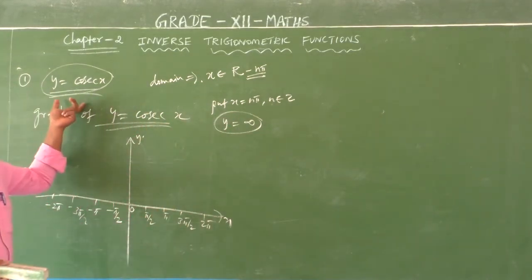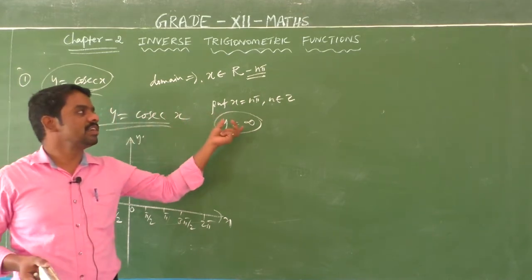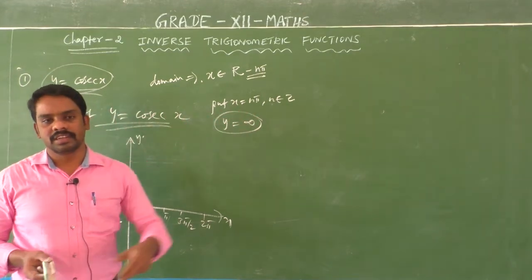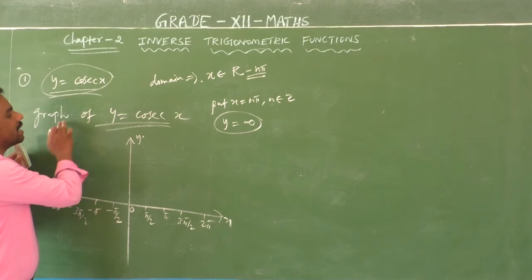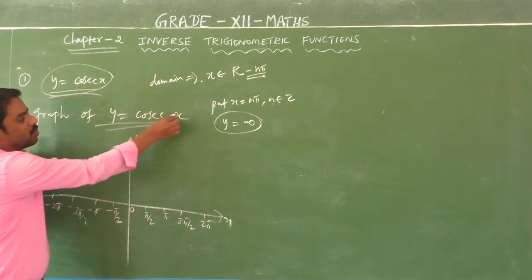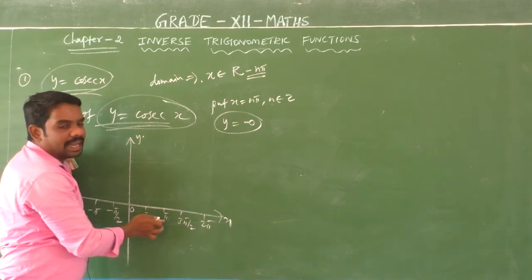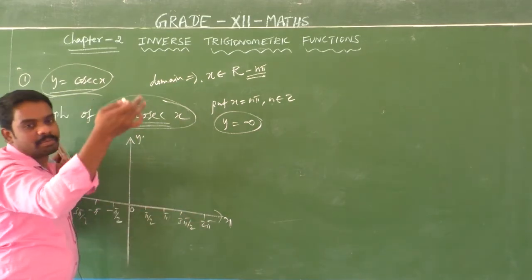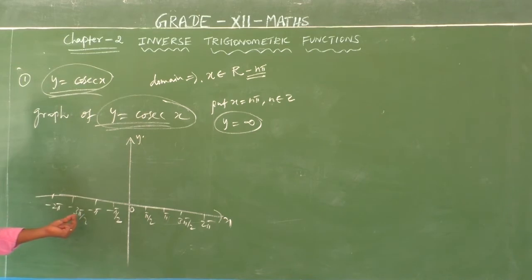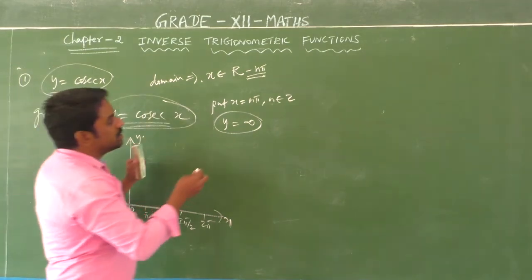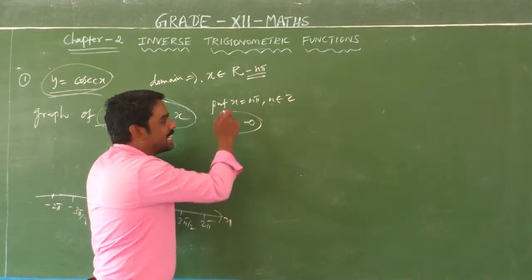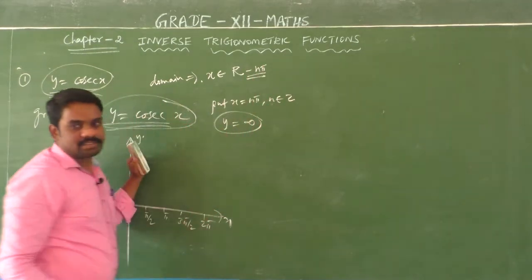This curve, cosecant x, is not defined at x equal to n pi, n belongs to Z. So the graph of y equal to cosecant x does not touch at x equal to pi, x equal to 2 pi, x equal to 3 pi, and x equal to minus pi, x equal to minus 2 pi, and so on. That means this curve does not touch at x equal to n pi, n belongs to Z.